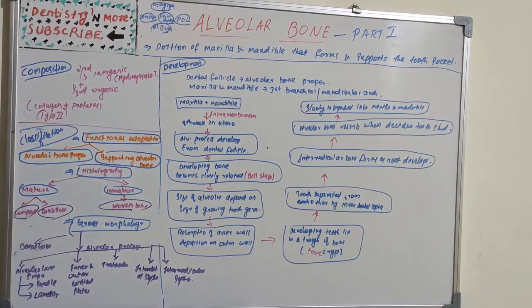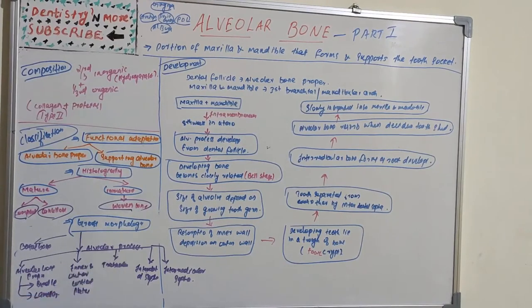Compact means it is very densely compacted. Cancellous is not very densely compacted. Woven is an immature bone. And ultimately we can classify it based on the gross morphology. In gross morphology, we basically have only two types: one is basal bone and the other is alveolar process.